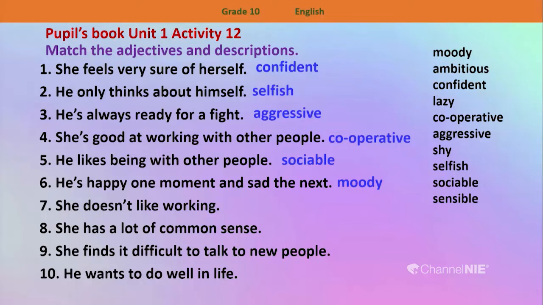Moody. She doesn't like working. Lazy. She has a lot of common sense. Sensible. She finds it difficult to talk to new people. Shy. He wants to do well in life. Ambitious. All right. So there are new words added to your vocabulary. Why don't you write these down, and you can refer to the dictionary also and write similar words and the meanings as well. So this is a very good activity for you children.